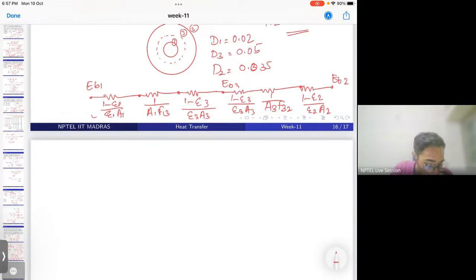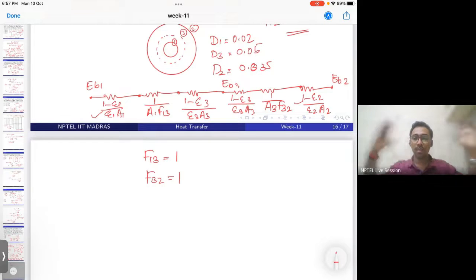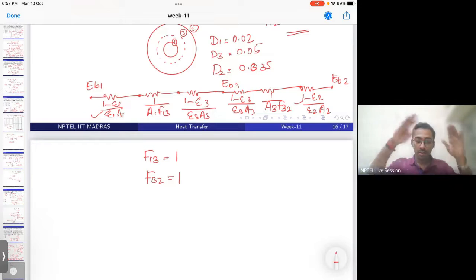So this we already calculated, this also we already calculated. F13 is also 1, and F32 is also 1, because whatever energy is emitted by that surface will fall onto this side. That is the view factor.